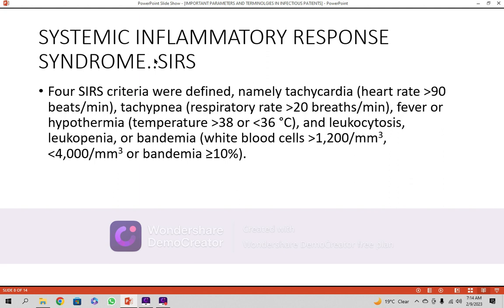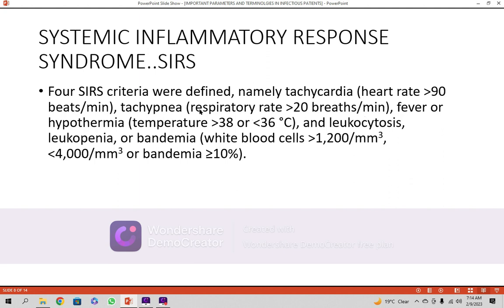Otherwise, it will go into other problems. You will see what happened then. Four SIRS criteria were identified: tachycardia, heart rate more than 90 beats per minute. It may be bradycardia also. Tachypnea, respiratory rate more than 20 per minute.